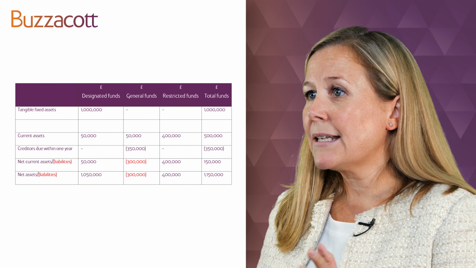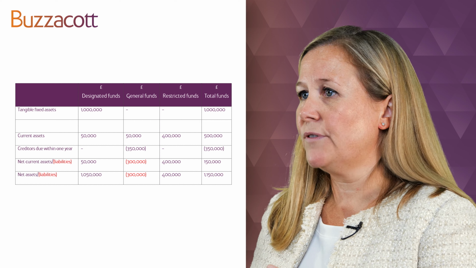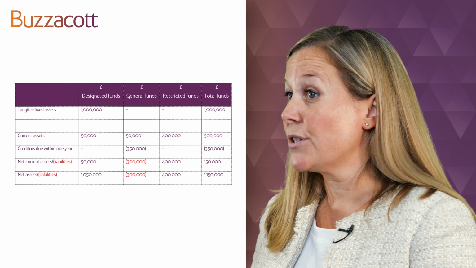So then we basically need to look at the middle column, and that's the general funds. And this is what we'd normally regard as being the reserves of the charity.